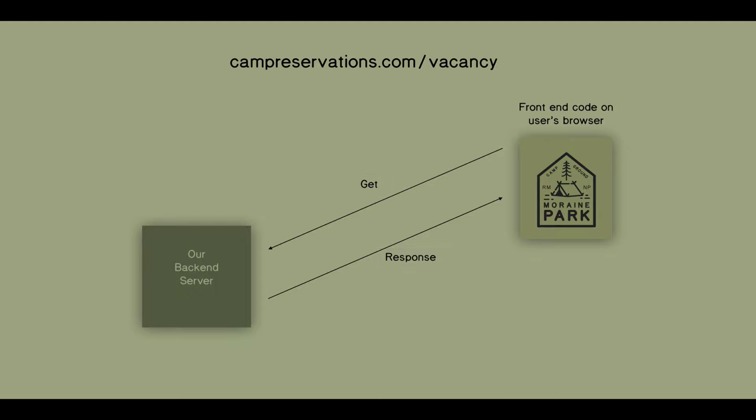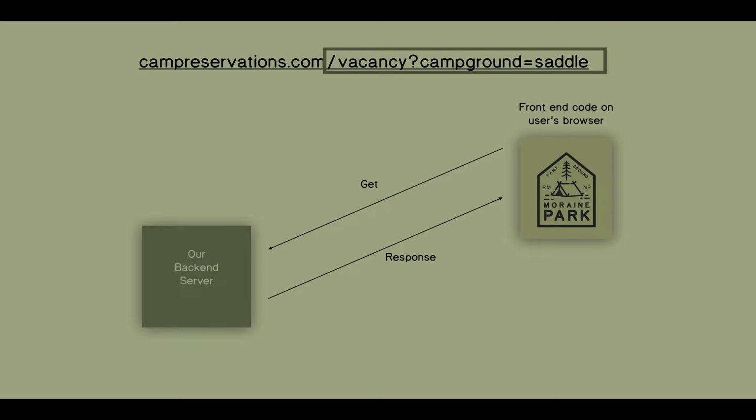Now, we can't just say, hey, is there a vacancy, without saying, well, where is there a vacancy? So we want to pass arguments, and we can do that like shown here. We say the campground, which is kind of the key. It's a key-value pair in a sense. The campground is the key, and the value of that key is saddle.